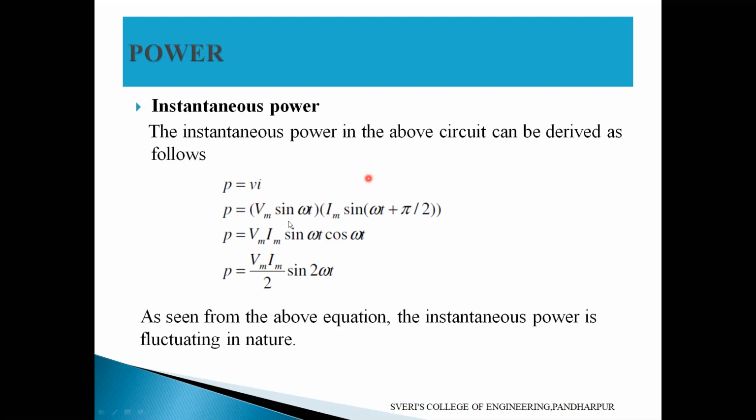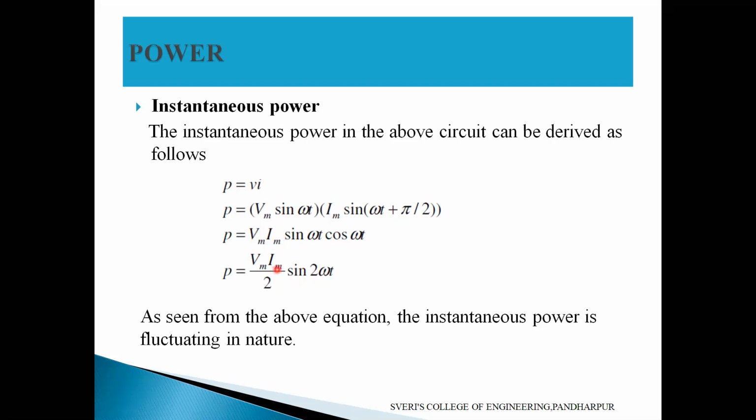Vm I will write here, and sin omega t also I will write as it is. Sin omega t plus pi by 2 is nothing but cos omega t. Cos omega t is there. Yes, sir. So sin omega t into cos omega t is nothing but 1 by 2 sin 2 omega t we can write down. We know the formula, sin 2 omega t equal to 2 into sin omega t cos omega t. So sin 2 omega t divided by 2 equal to sin omega t cos omega t we can write. So that formula we have used here.